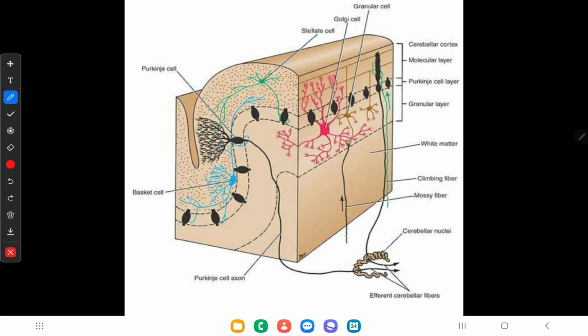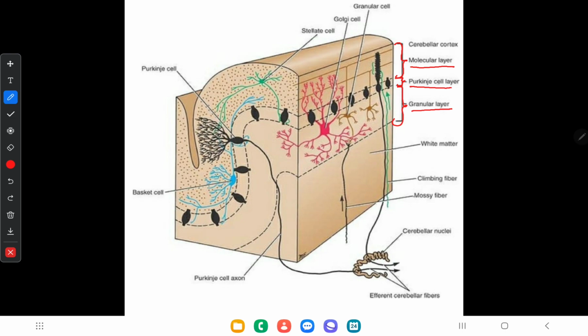In the cerebellar cortex, there are three layers. The outermost layer is the molecular layer. This is the molecular layer and then the Purkinje cell layer. Here this is the Purkinje cell layer. Then the inner granular layer. This is the granular layer.